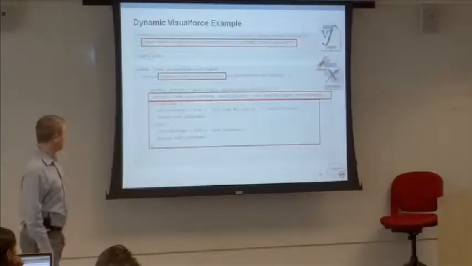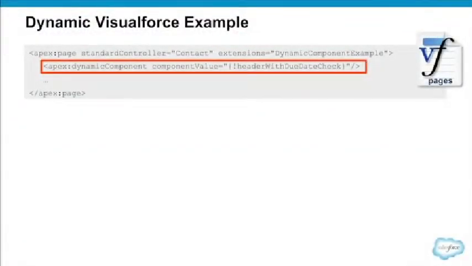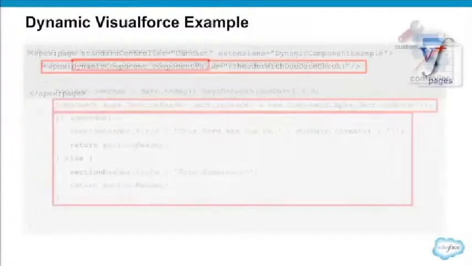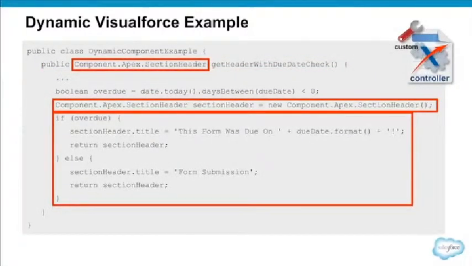The way this would work is that in your page, you would have the dynamic component tag, and here notice we're doing a binding to this header with due date check. What this header with due date check does is it returns a section header. And one of the things we can do is dynamically set properties or attributes on that component and then return it, based on, in this case, an if condition on whether or not this particular thing is overdue, or what have you.